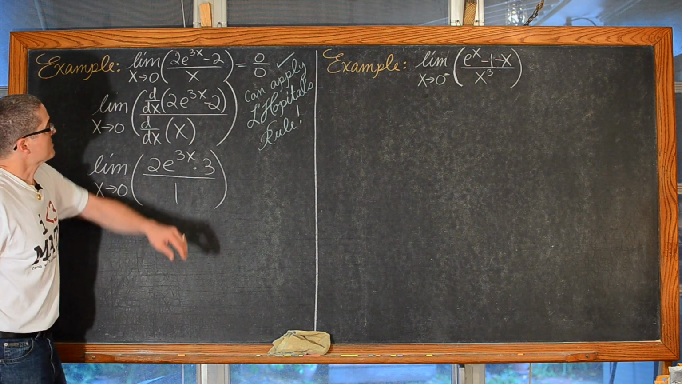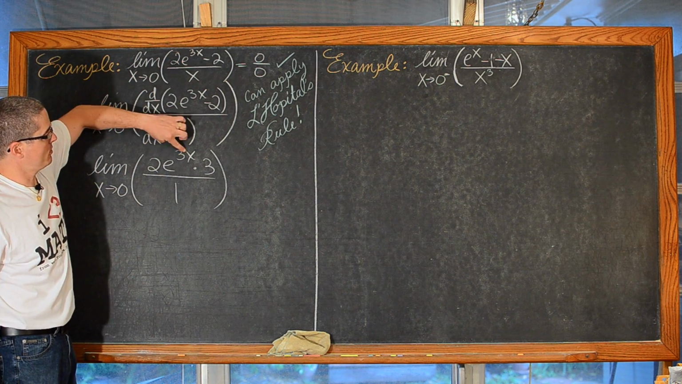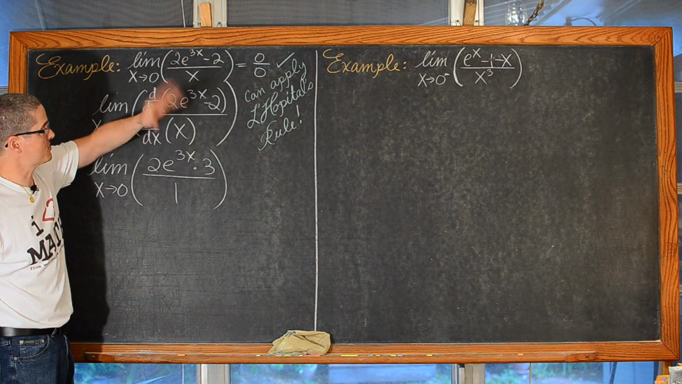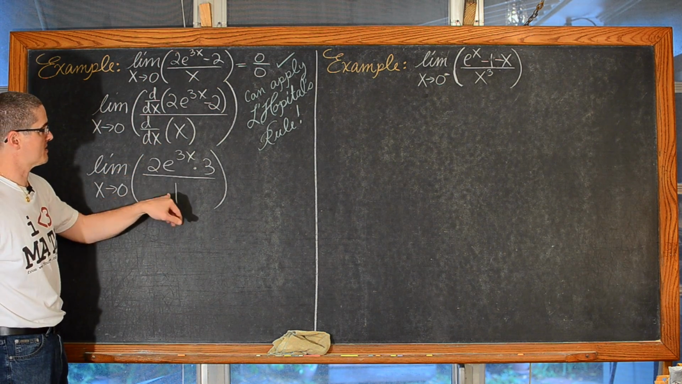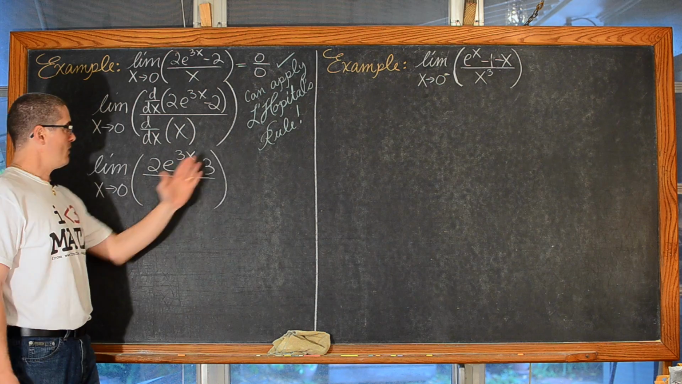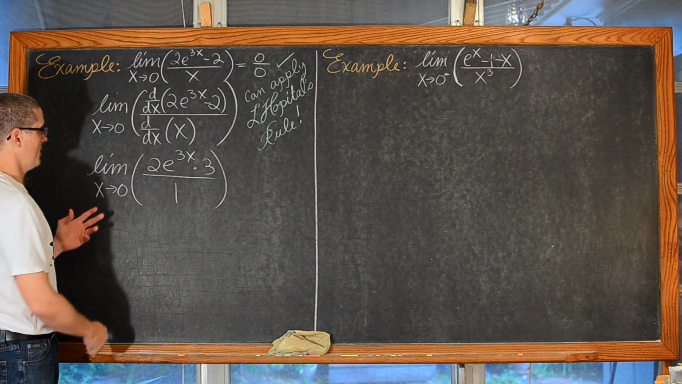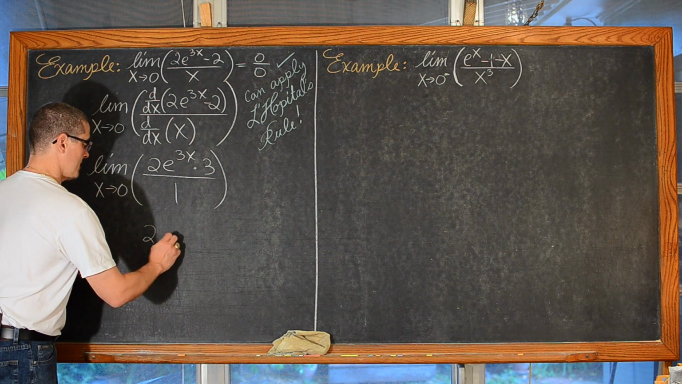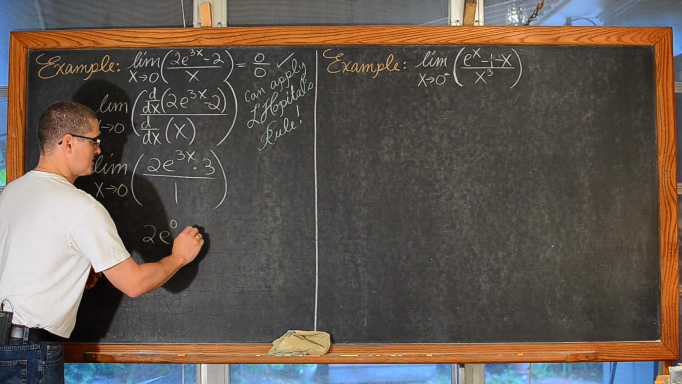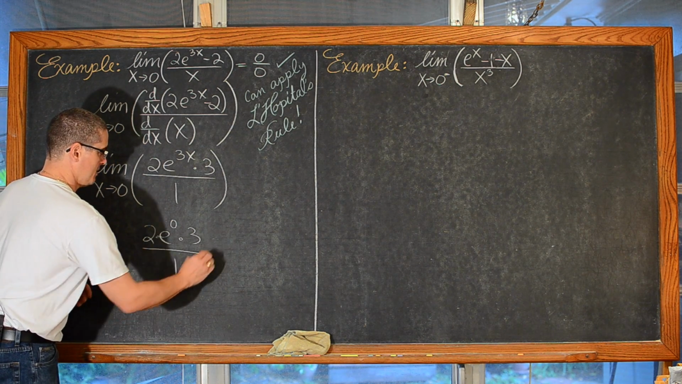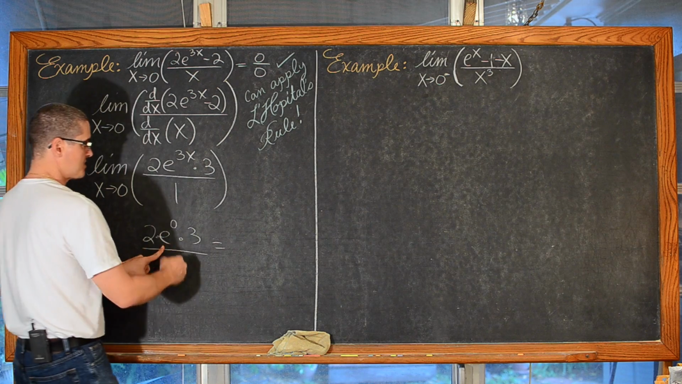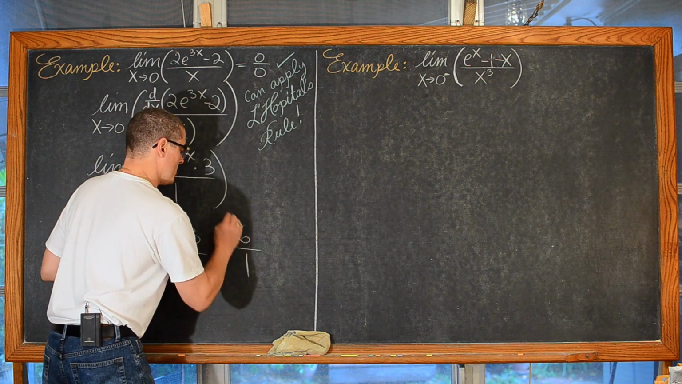There we go. So the derivative of e to the u is e to the u times u prime, and that's a constant, so it's 0. The derivative of x with respect to x is simply equal to 1. And now when we go ahead and let x approach 0, we have 2, sorry about that, e to the 0 power times 3 over 1. That comes out to be 1 times 2 times 3 is equal to 6 over 1.